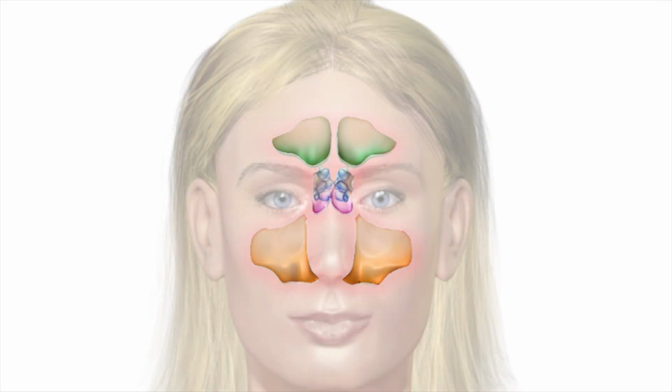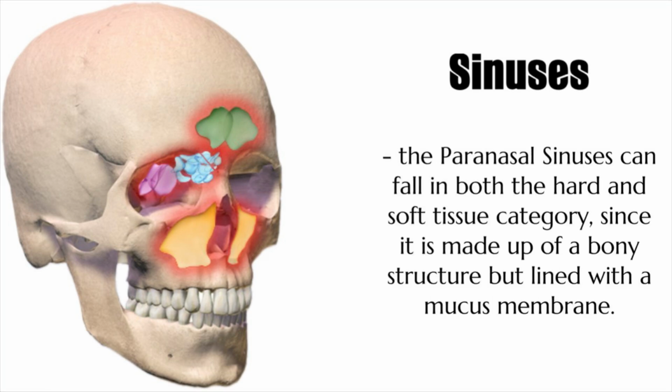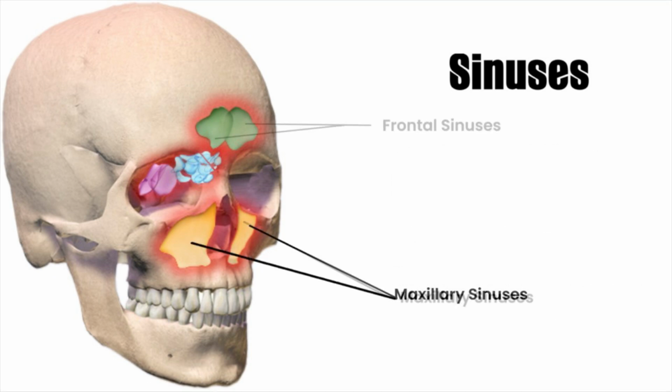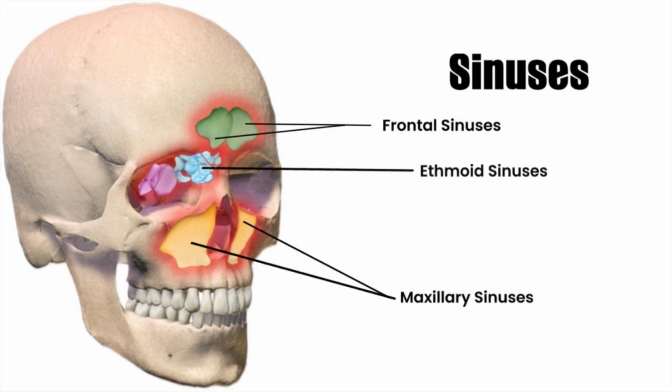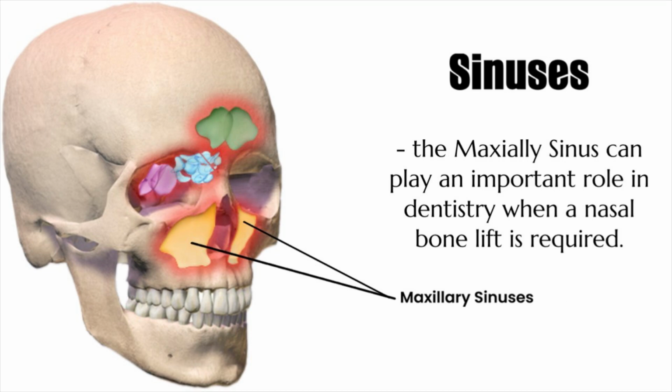Now, this may look like an abstract painting, but it's actually the sinuses. Now, the sinuses can be considered both hard and soft tissue and aren't part of the oral cavity, but play a big role in dentistry. The sinuses include the maxillary, the frontal, the ethmoid, and the sphenoid. The maxillary sinuses are the largest and are important in dentistry due to their close proximity to the maxillary teeth and possible sinus lifts for implant placement.